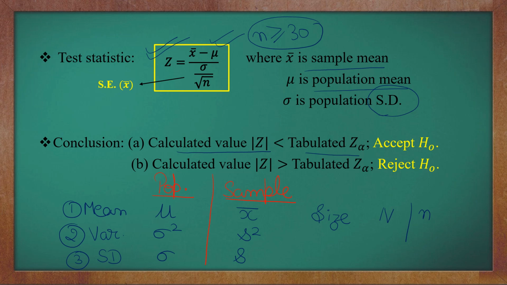If your calculated value is less than your table value, you always accept the null hypothesis. But if your calculated value is greater than the tabulated value, we always reject the null hypothesis. Students, keep these two points in mind. Whenever the calculated value of Z is less than the table value, accept the hypothesis. If the calculated value is greater than the table value, reject the hypothesis. Okay, now let's start the problems.